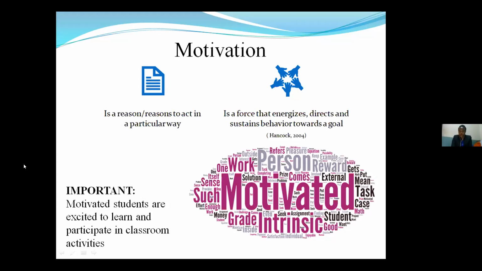And as a teacher, if you have a motivated class, motivated students, they will always be excited to learn. They want to learn from you. They want to learn the language, and they also participate fully in the classroom activities. Whether you are doing group works, pair works, or giving them exercises, they will participate fully because they are motivated to learn.